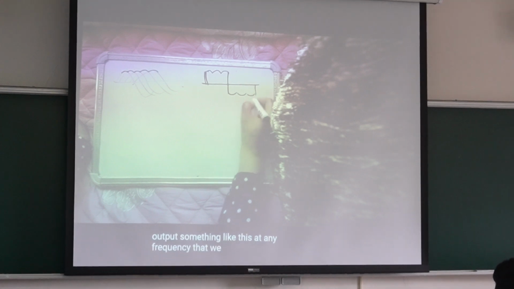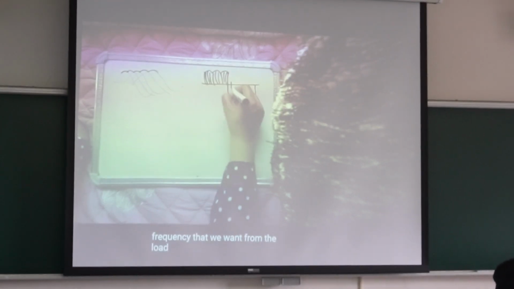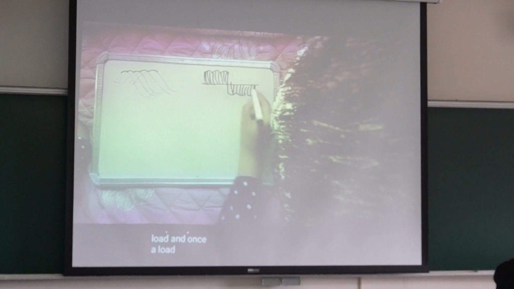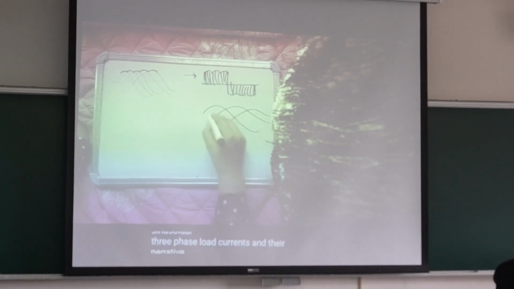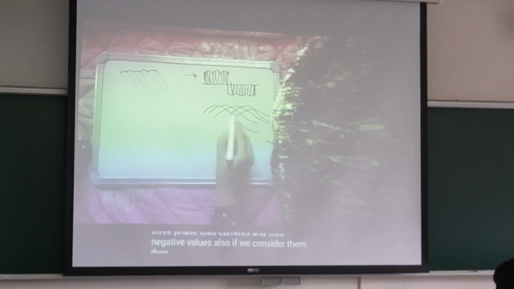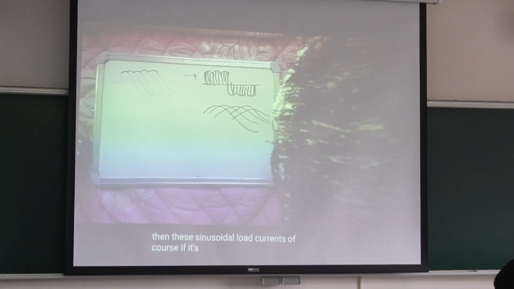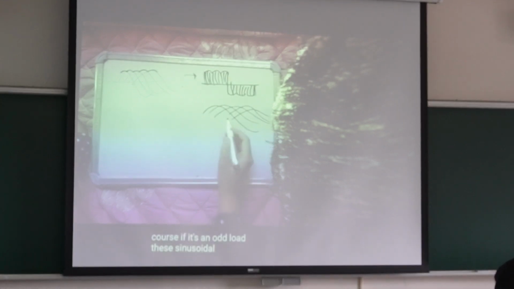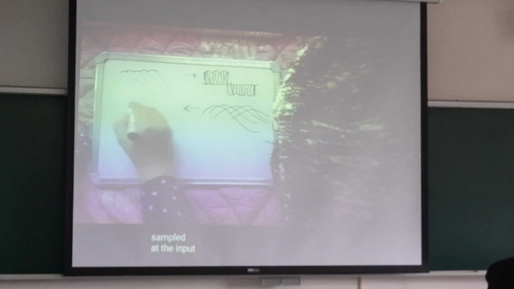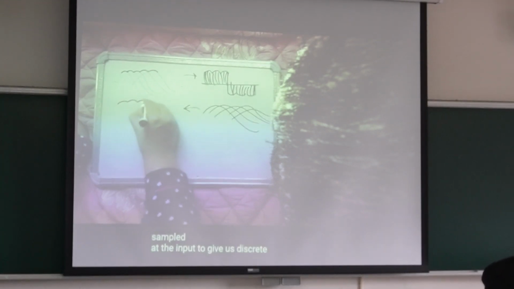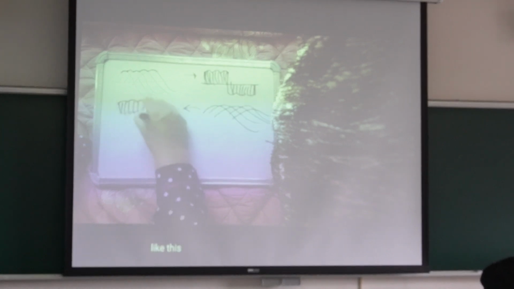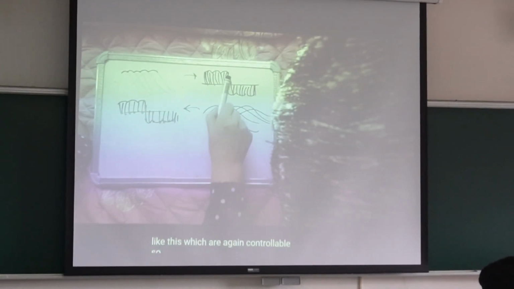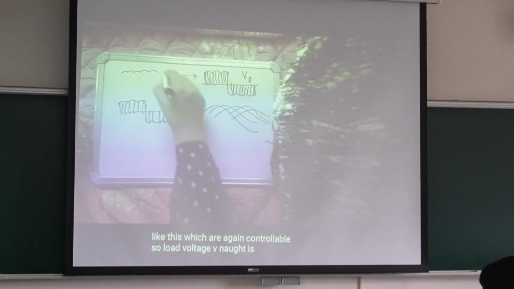At any frequency that we want from the load, the output is like this. And once a load voltage waveform like this is achieved, load currents will become sinusoidal, 3-phase load currents, if it's an RL load. These sinusoidal load currents are sampled at the input to give us discrete source currents, so the input current is like this, which are again controllable. So load voltage V0 is a controllable switching function of Vs.